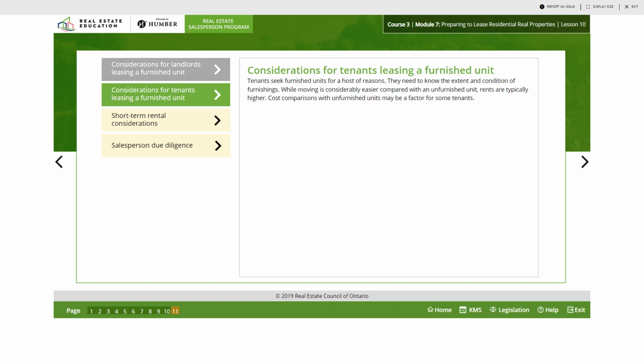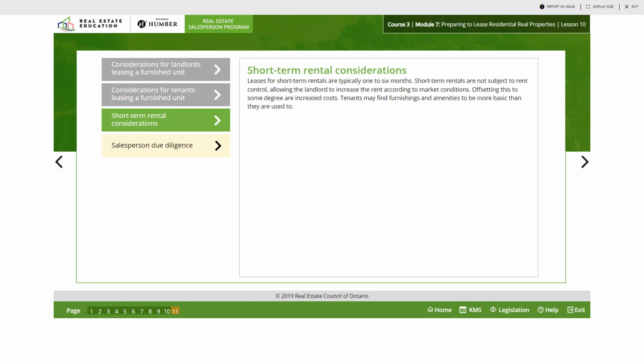Considerations for tenants leasing a furnished unit. Tenants seek furnished units for a host of reasons. They need to know the extent and condition of the furnishings. While moving is considerably easier compared to an unfurnished unit, rents are typically higher. Cost comparisons with unfurnished units may be a factor for some tenants.